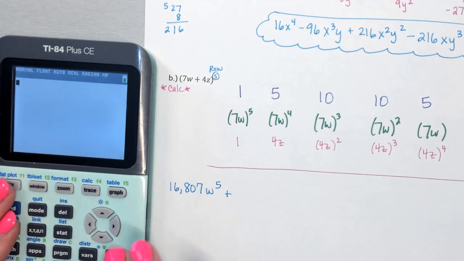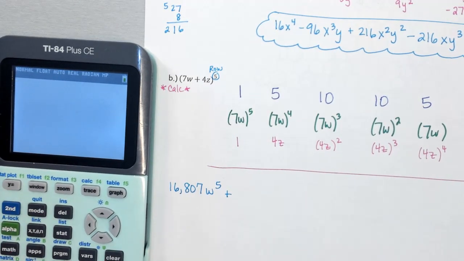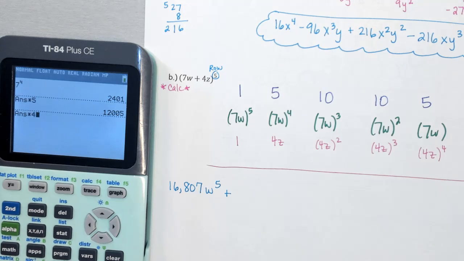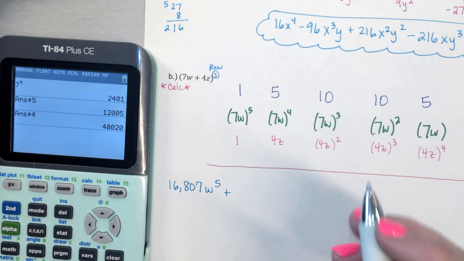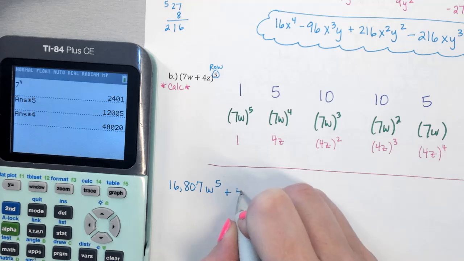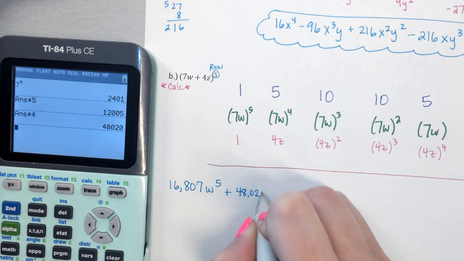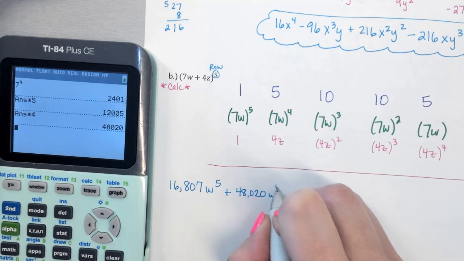So in your calculator, you can do 7 to the 4th first if you want, and then you multiply that by 5, and then you multiply that by 4. That's going to give you your coefficient. 48,020 w to the 4th.